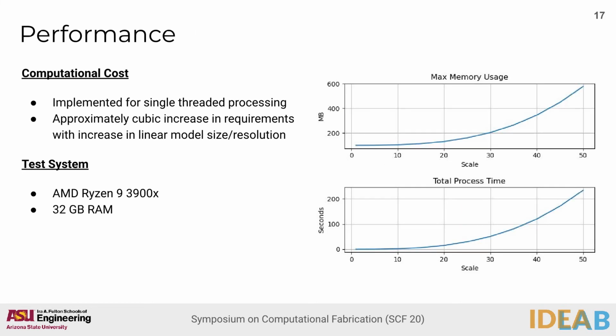Currently, our library is implemented for single-threaded processing. Since the performance is primarily dependent on voxel count, it will experience approximately cubic increase in requirements with increase in linear model size or resolution. To generate these graphs, we started by generating a sphere of diameter 10, which is a typical operation in a small model size. We then ran this operation at increasing scales up to 500 voxel diameter.